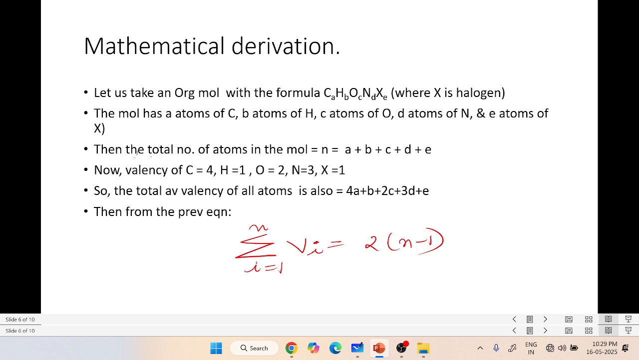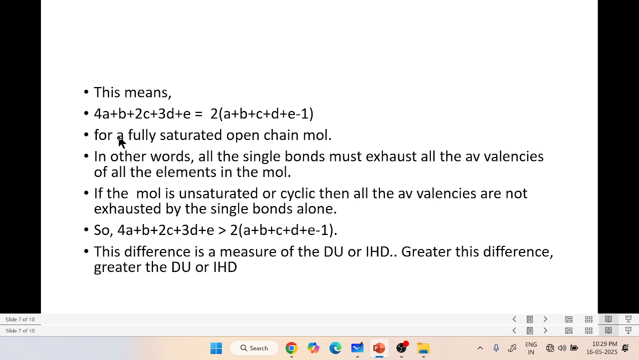So then from the equation, the summation of Vi, i equal to 1 to n, is equal to 2n minus 1, we can see that 4a plus b plus 2c plus 3d plus e equals 2 into n minus 1, which is a plus b plus c plus d plus e minus 1, right? So for a fully saturated open chain molecule, these sums will be equal. In other words, all the single bonds must exhaust all the available valencies of the elements in the molecule, right? So that's what it is.